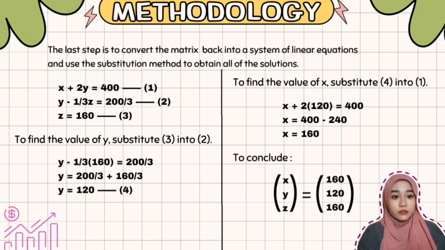And to find the value of x, we need to substitute equation 4 into equation 1. So like before, x plus 2 times 120 equals 400, and we get x equals 160. Since we have gotten all of the values for x, y, and z, we can conclude that x, y, z is equal to 160, 120, and 160 by column.